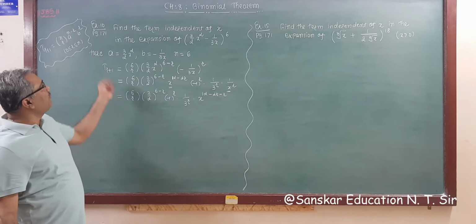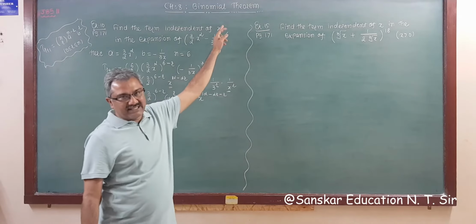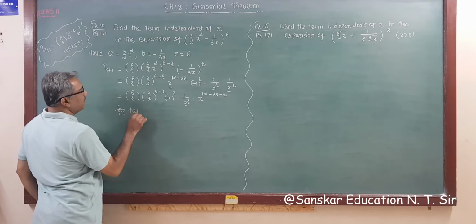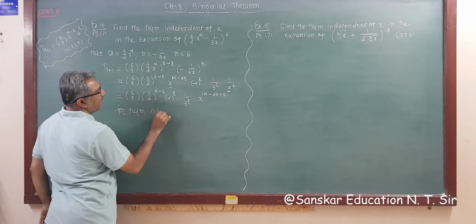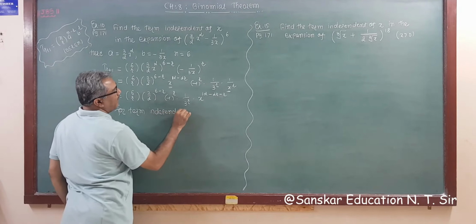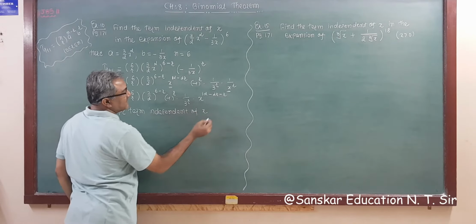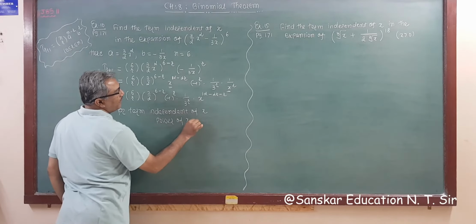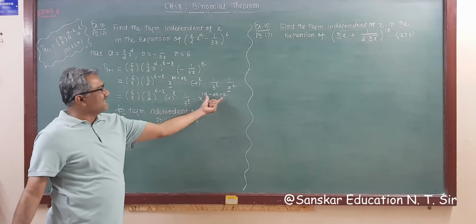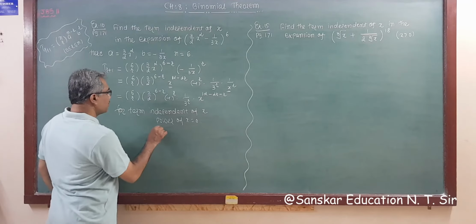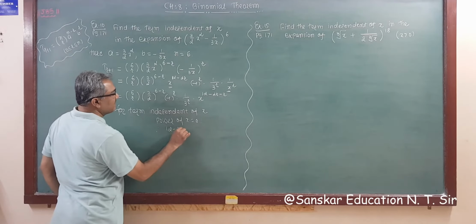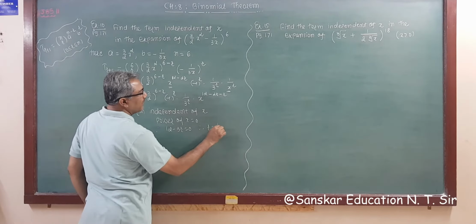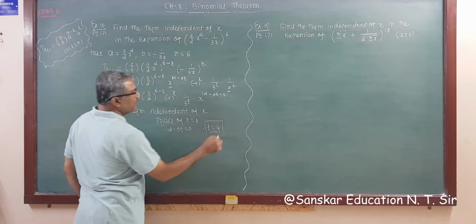Now what do we want? We want the term independent of x, that is the constant term. So for the term independent of x, the power of x is equal to 0. So what is the power of x? The power of x is 12 minus 3r. Therefore 12 minus 3r is equal to 0. This implies r is equal to 4.